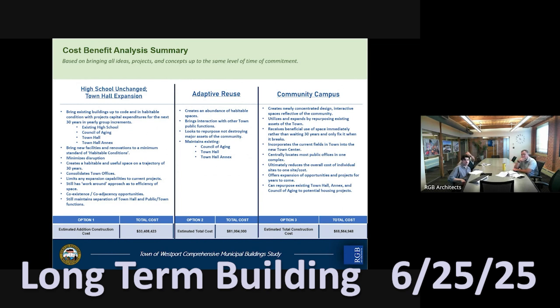Let's go back to this slide you're on right now, cost benefit analysis. So if you look at option 3, 68 million, 81 million, 33 million. Now, some of the benefit of a $33 million scenario 1, obviously it's less than half, maybe right around half of option 3, but it stagnates where you're going.